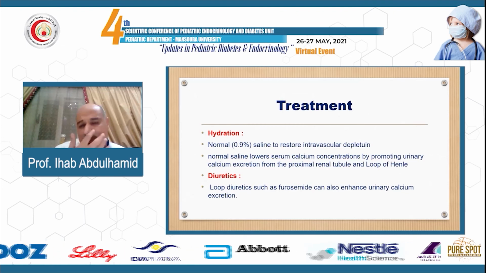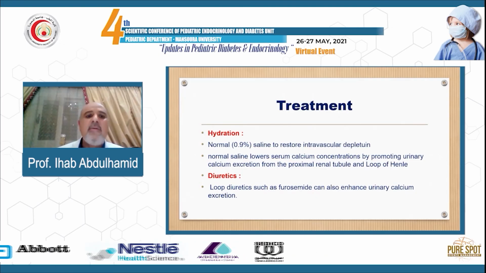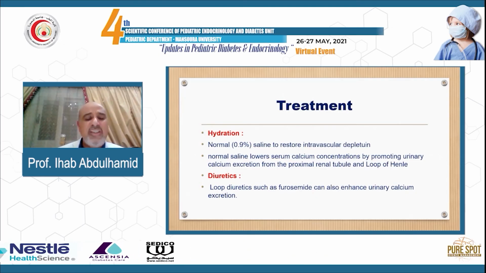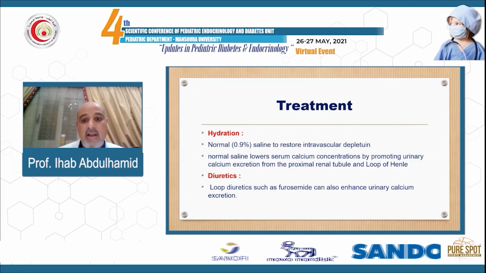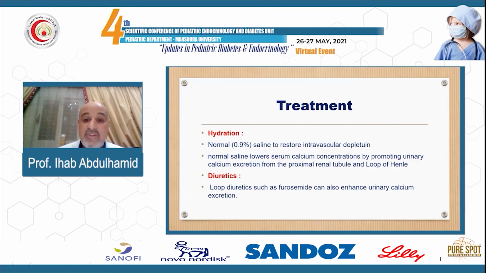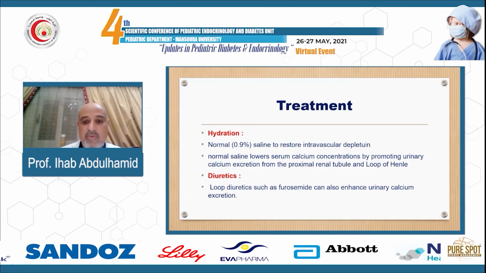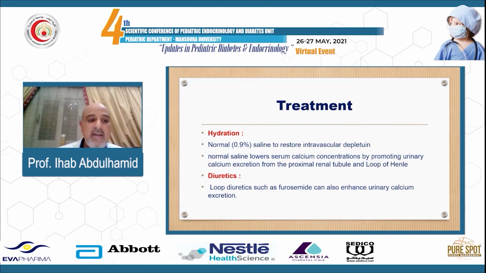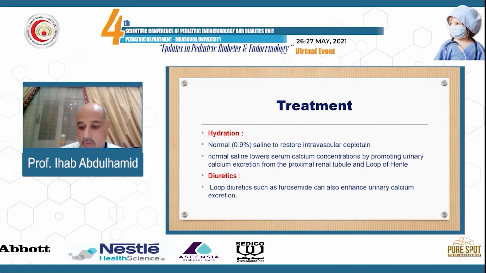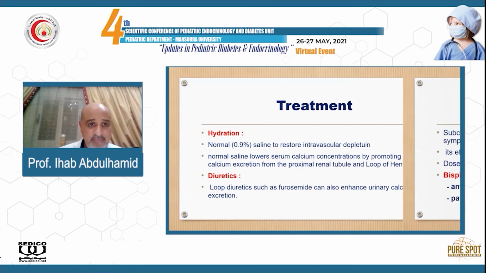When we are dealing with treatment of hypercalcemia, first we have to stop vitamin D. We have to stop any calcium in the diet. And for hydration, the best is normal saline. First, to restore the intravascular volume, and also normal saline will increase calcium excretion by promoting urinary calcium excretion from the proximal convoluted tubules and loop of Henle. We can also add diuretics, but take care of aggravating the volume depletion.